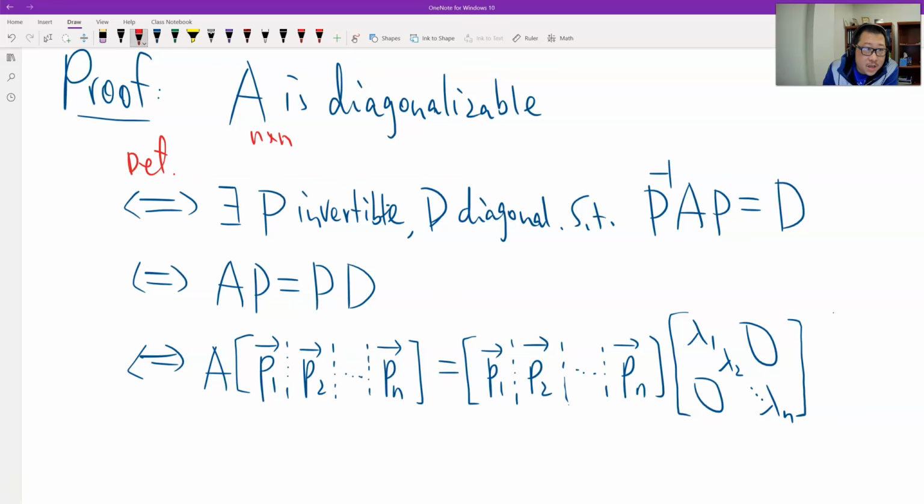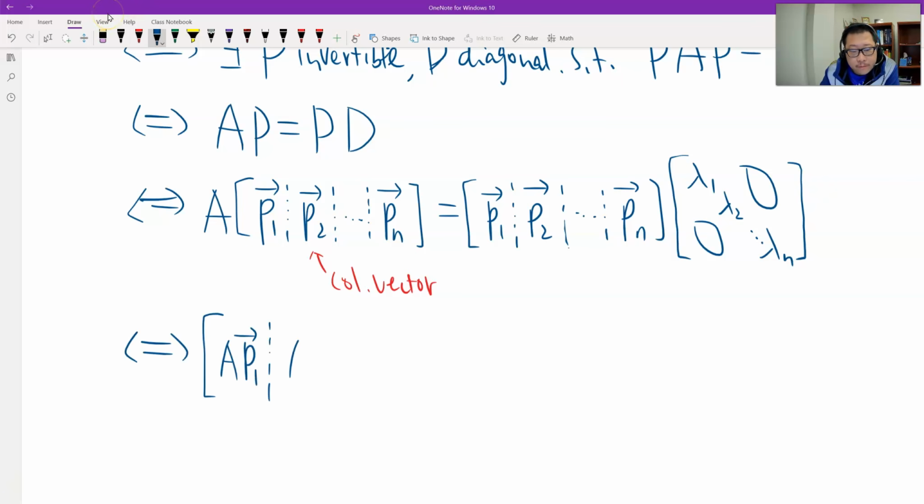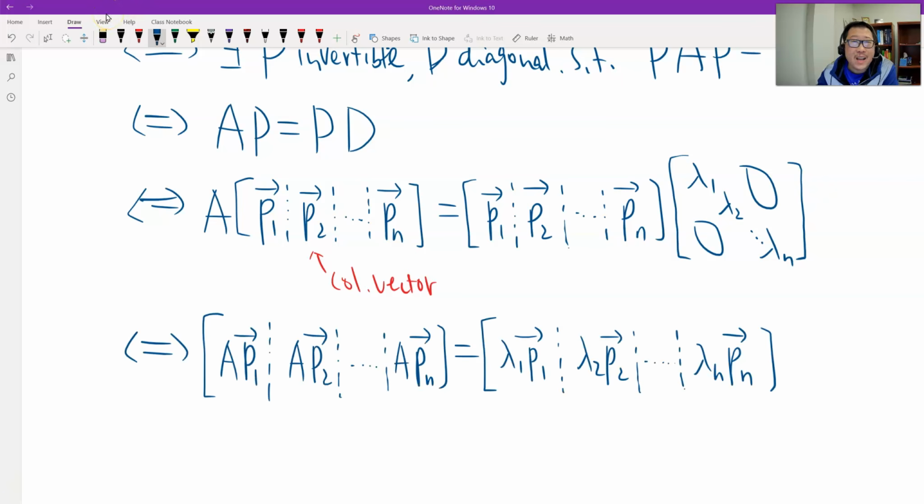Okay, so P is made of column vectors, and then the diagonal entries are lambda 1 to lambda n. So we just break it down. And then we use block matrix multiplication, or partition the matrix, so we get this kind of result. And for A, we can distribute it inside, and then on the right side, we just do normal calculation. So this is just by calculation.